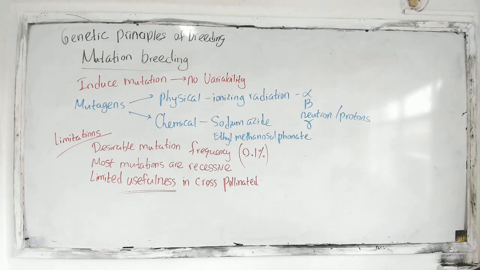Genetics. We are at the very last part. Inducing desirable mutations. Write down the definition of mutation breeding. Inducing desirable mutations in crop plants. See, it's only plants, huh? In crop plants using either chemical or physical agents.